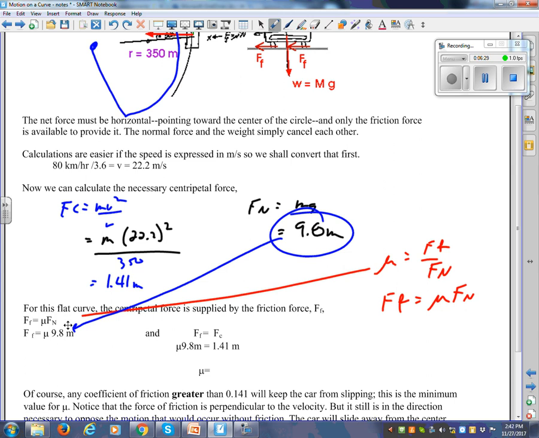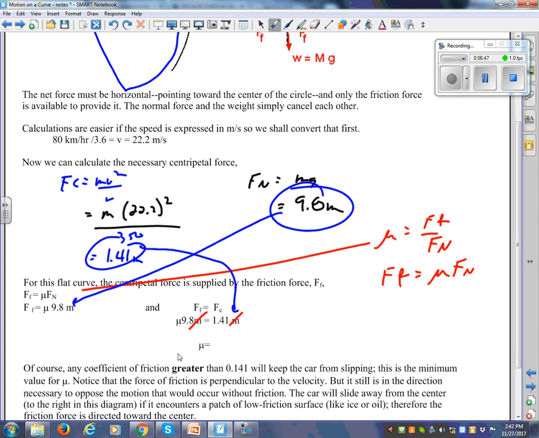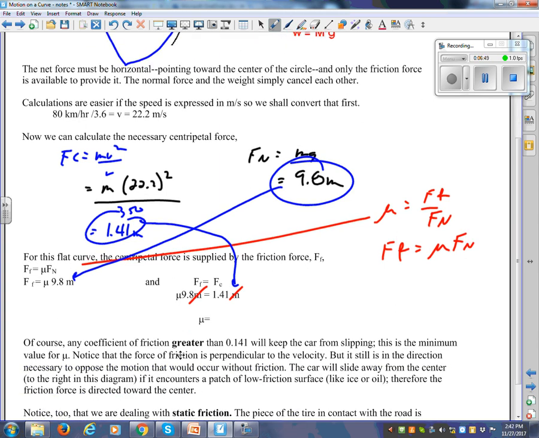So the friction force, which is mu times 9.8 times m, must equal my centripetal force, which we've found to be 1.41 m. And guess what? The m's cancel. So you get mu equals 1.41 over 9.8, which is a mu value of 0.141, which means that if the frictional coefficient is 0.141, then you can go around the curve.